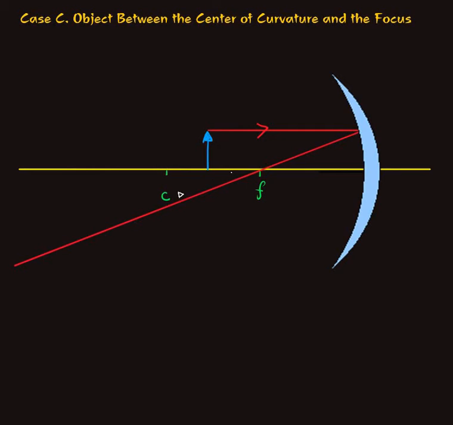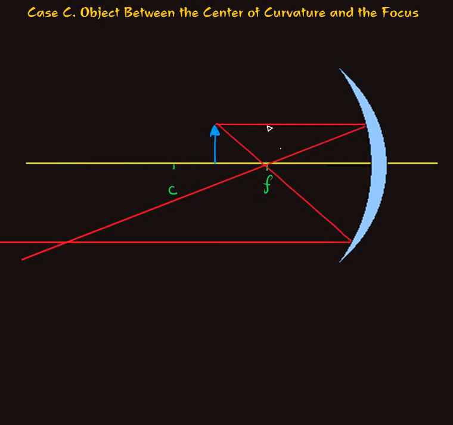When it hits the mirror, it will bounce back and go to the focus. Now, let's trace the one that goes through the focus and see what's going to happen. Here we have it. Remember, a ray that goes parallel to the optical axis from the object and hits the mirror will go to the focus, all the way to infinity.